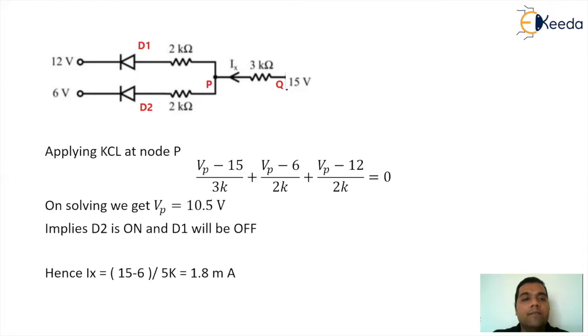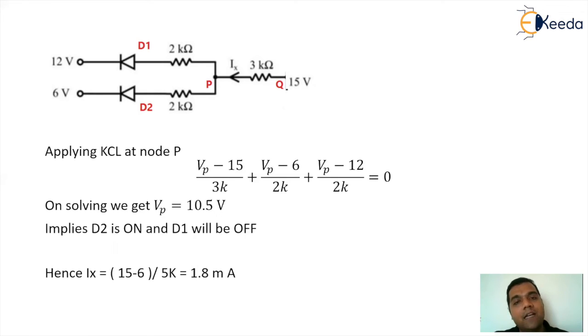So I will apply KCL at node P. When I apply the KCL at node P, I will get (Vp minus 15)/3K plus (Vp minus 6)/2 kilo plus (Vp minus 12)/2 kilo. On solving, we are getting the value of Vp as 10.5. So if Vp is 10.5, it implies the diode D1 will be in the reverse bias state, because the anode potential is less than the cathode. The cathode is holding at 12 volt. So eventually the diode D1 will get eliminated and we are left with diode D2.